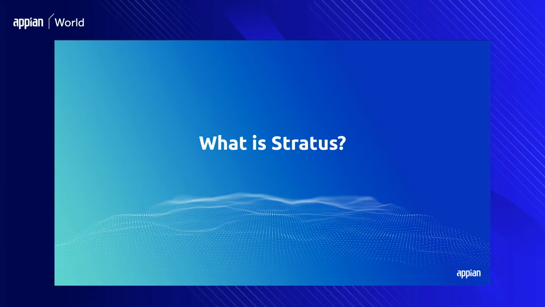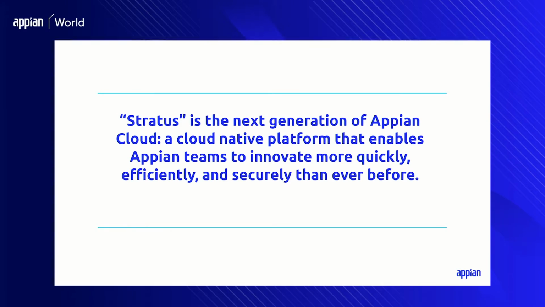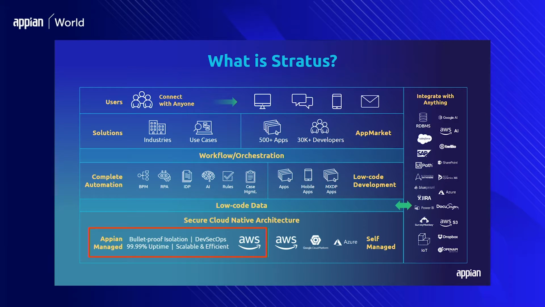So what is Stratus? Stratus is the next generation of Appian Cloud. It's a cloud native platform that enables Appian teams to innovate more quickly, efficiently, and securely than ever before. I recognize that sounds salesy and markety, but it's true, and I'm going to show you why that is. So where does it sit in the stack? You've probably seen this diagram in various sessions or in the keynote. And I've circled at the bottom what we're really referring to here.